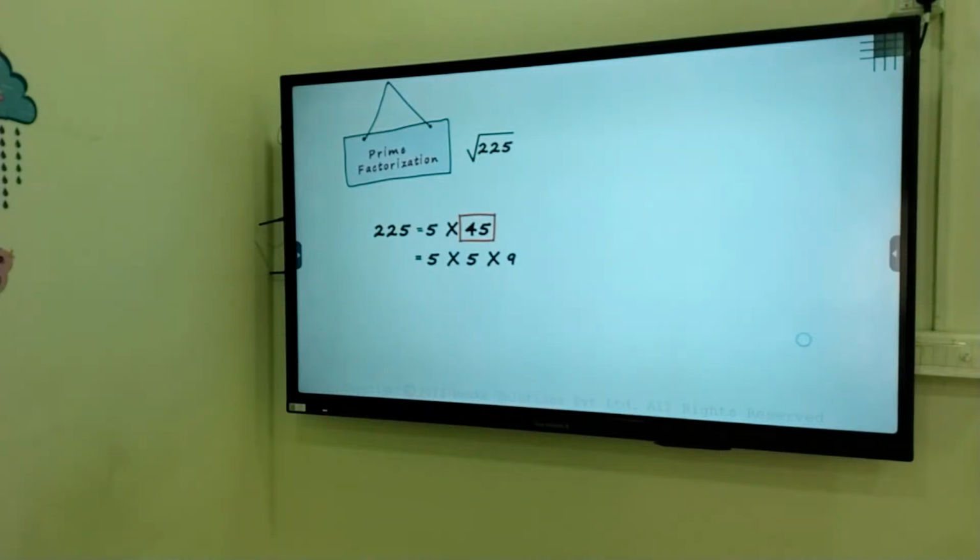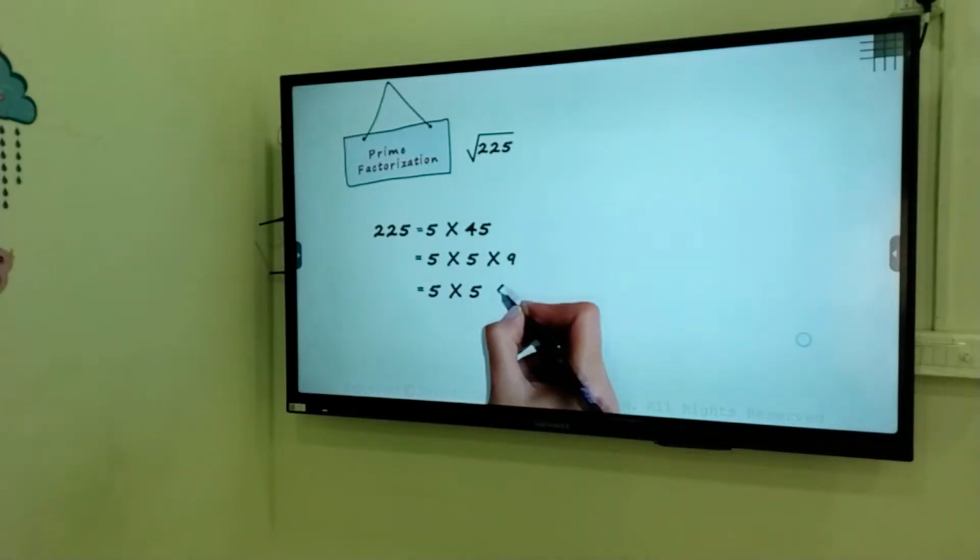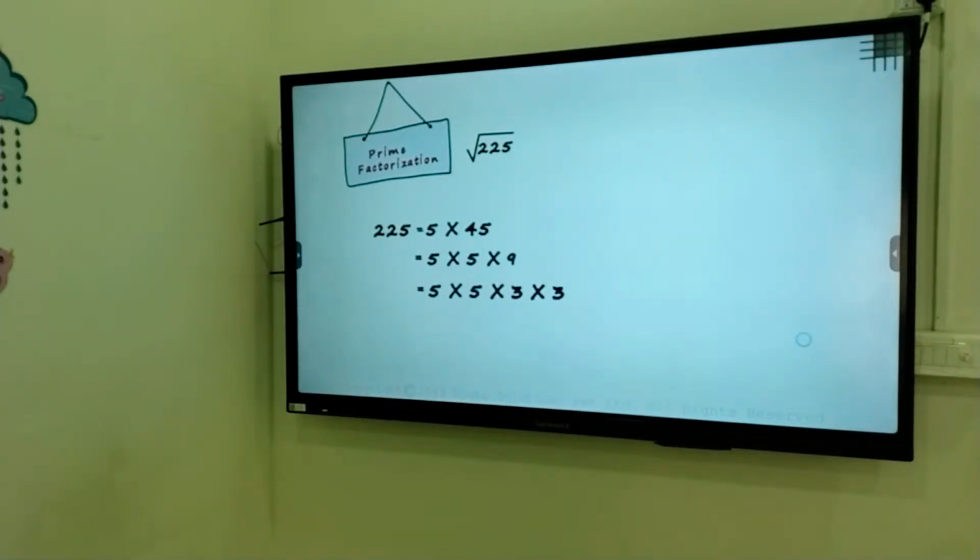We wrote 45 as 5 times 9. 5 is a prime factor, but 9 isn't. 9 can be written as 3 times 3. Hence, 225 can be written as 5 times 5 times 3 times 3. In this way, we reduce 225 into its prime factors.